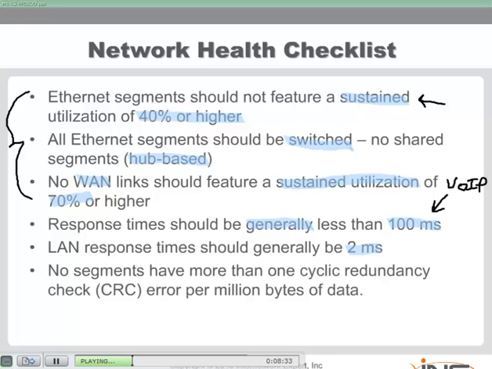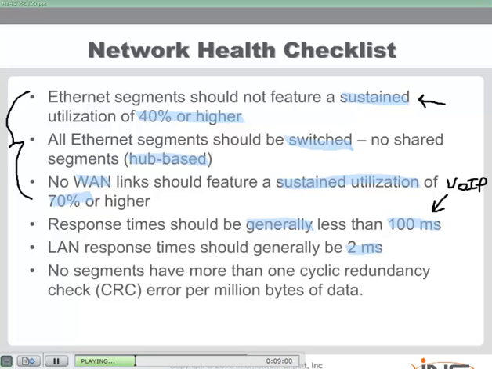LAN response times, by the way, when you're talking about one station talking directly to another station within the LAN, notice how those come down to about 2 milliseconds. When we're not talking about going through a router, going through a WAN link, LAN response times should be very, very low. It should be lightning fast to communicate with someone, especially within your own virtual local area network, or VLAN.